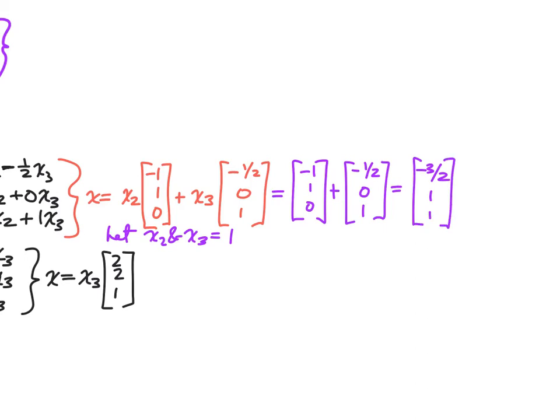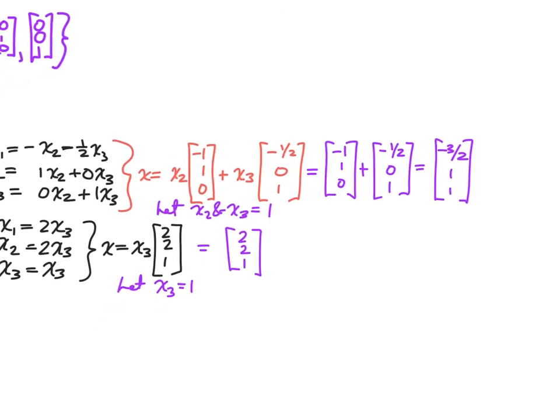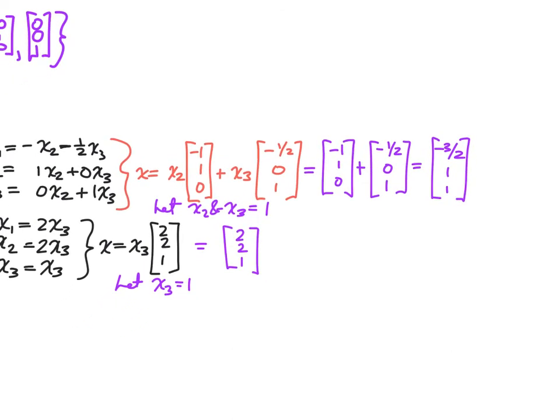All right, and we would do the same thing here. Let x3 equal 1, and so therefore, our eigenvector would be 2, 2, 1. All right, so an additional component here that may be a little different but the same.